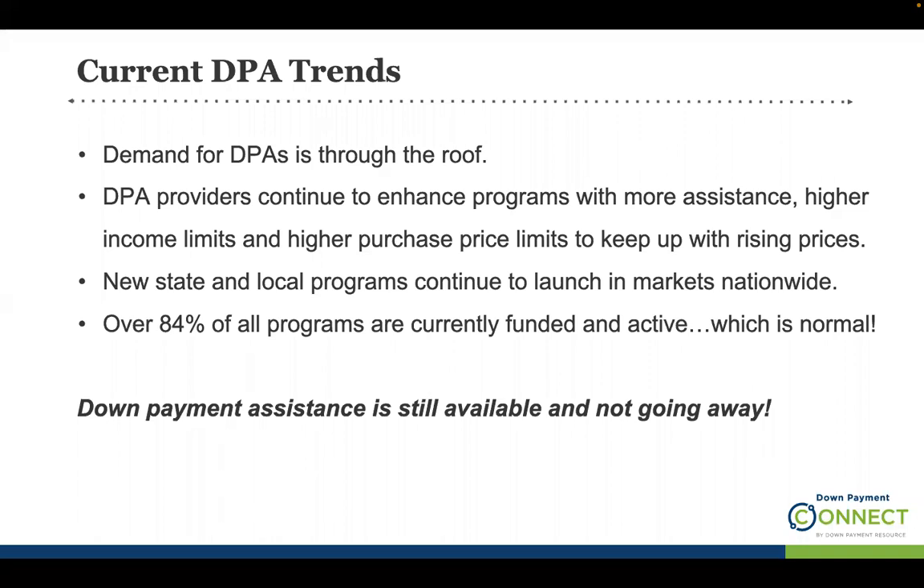And then, as we just mentioned, we're seeing new state and local programs continue to launch in markets all over the country. As of right now, about 84% of all programs are currently funded and active. That is a normal number. In fact, it's been super consistent for several years. That just means that there are some programs out there whose funding is seasonal. For example, a lot of cities will get money from HUD. They get an allocation for a fiscal year. If they run out, then they have to wait till the next fiscal year. But you have a lot of your state agencies and other program providers who are essentially perpetually funded.